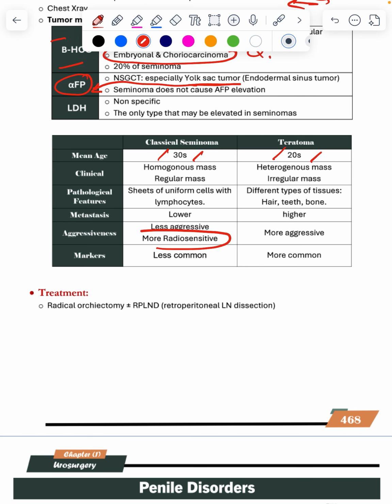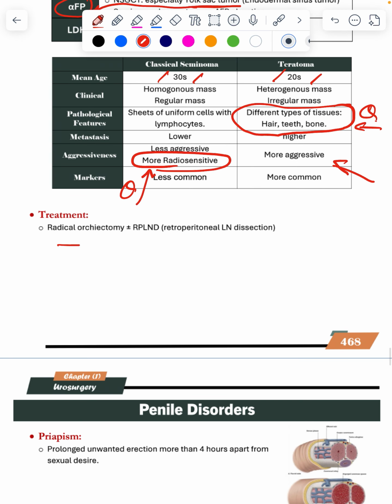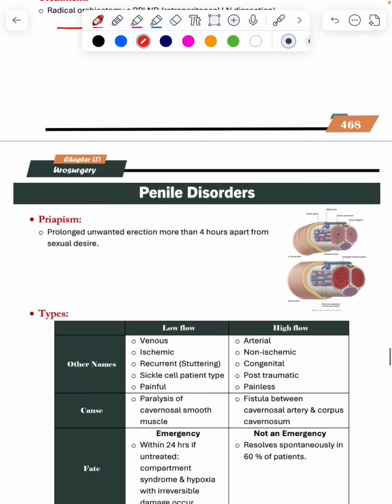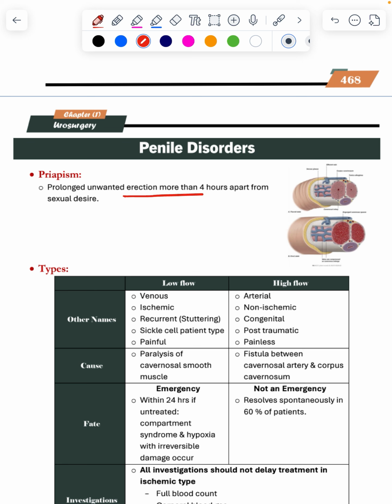So what is the difference in this? This is radiosensitive. This is a question. Seminoma is radiosensitive and teratoma is more aggressive. You have got different types of tissues. Radical orchidectomy is the treatment.